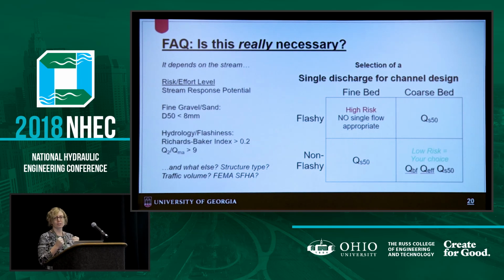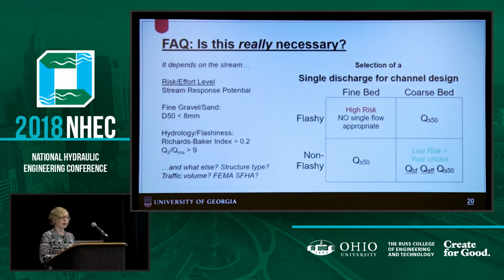Okay, so now I have the question, is all of this really necessary? Yes, it's complicated. This is a question the authors of NCHRP 2440 were trying to address. When do we actually need to worry about this? The answer is it depends on the stream. And your level of effort should be related to the level of risk in your stream. So they have this phrase they call stream response potential. If you have a stream that has fine gravel or sand on the bed, that has higher stream response potential. If you have a stream hydrology where it's flashy, that also has a higher stream response potential.